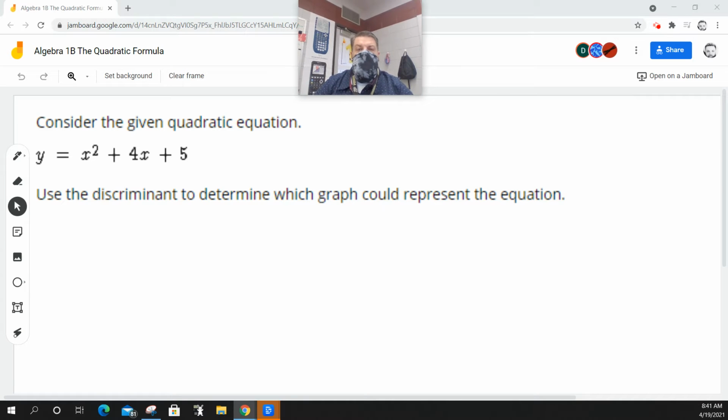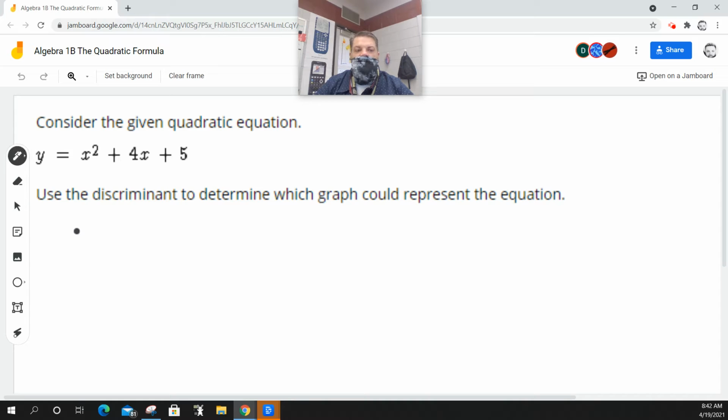All right, so now this one, it says consider the quadratic equation, and it says use the discriminant to determine which graph could represent the equation. Well, we're going to graph it for sure and take a look at it, but what I want to do is talk to you about the discriminant.